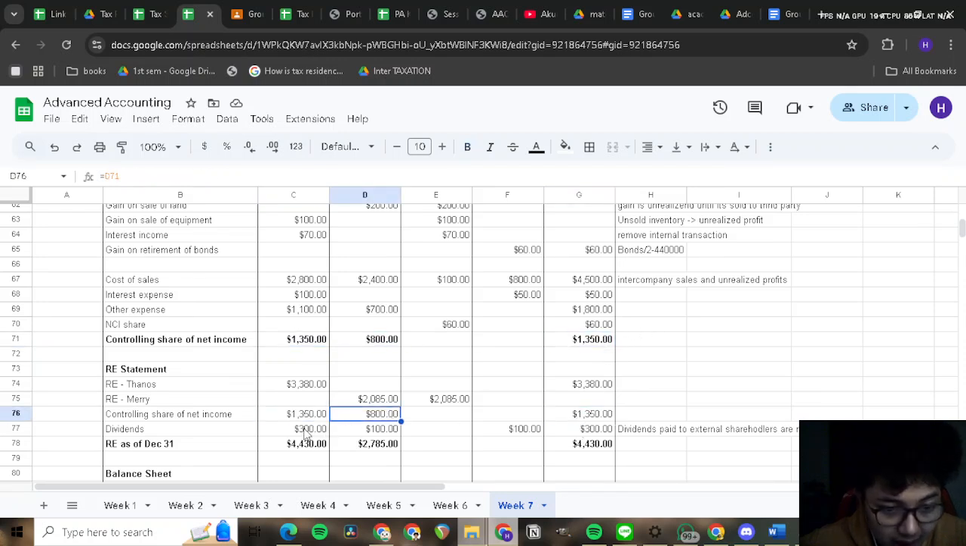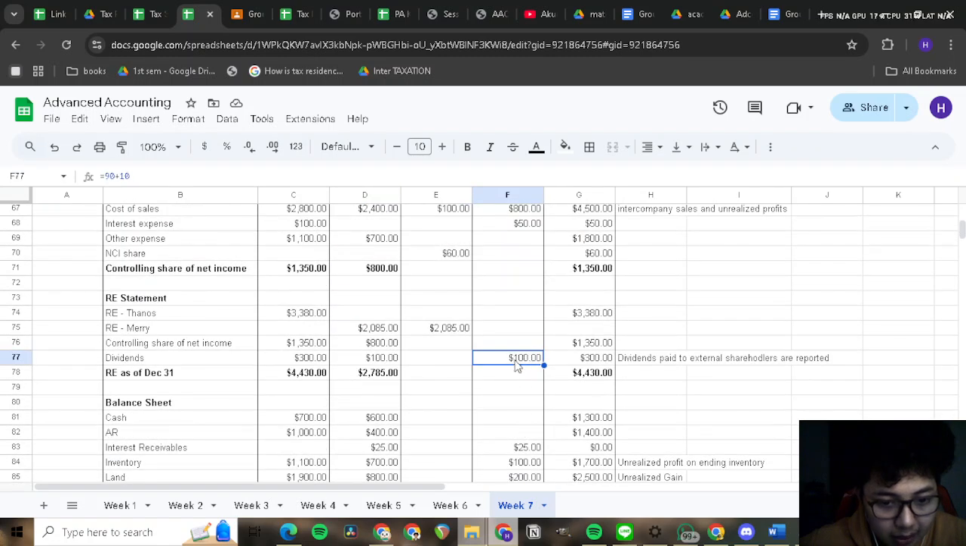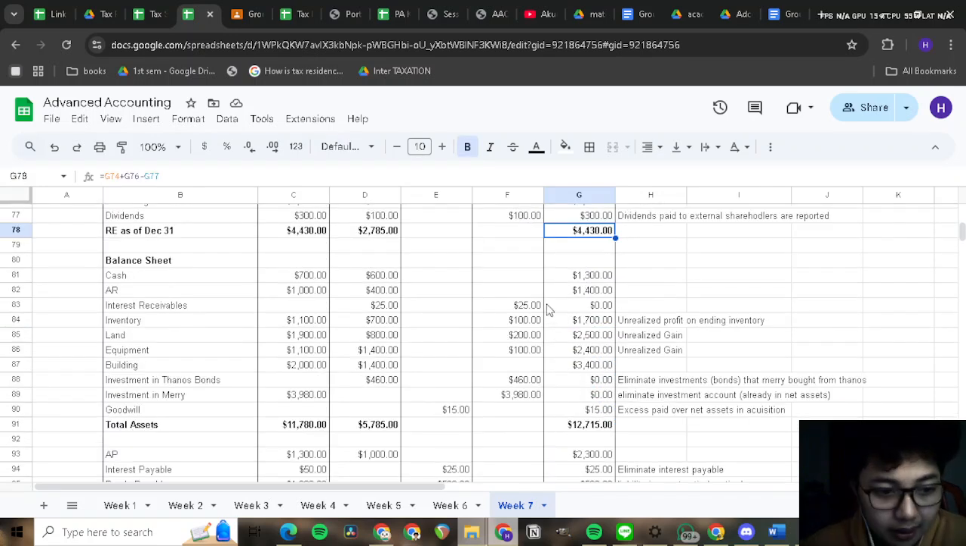And I used that to actually make the adjustments on these. Dividends, I credit by 100, as we need to report the dividends that are paid to external stakeholders, shareholders. And so in the end, if we just calculate them, we should get the total amount of this, and that will be the retained earnings by the end of the year.